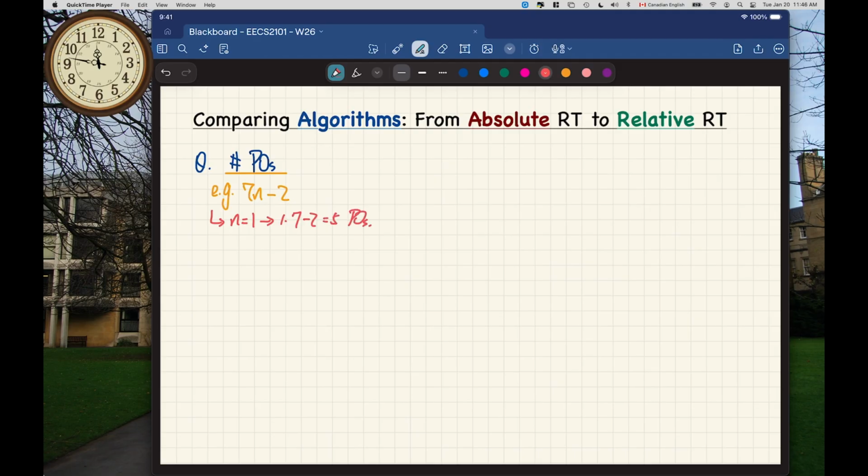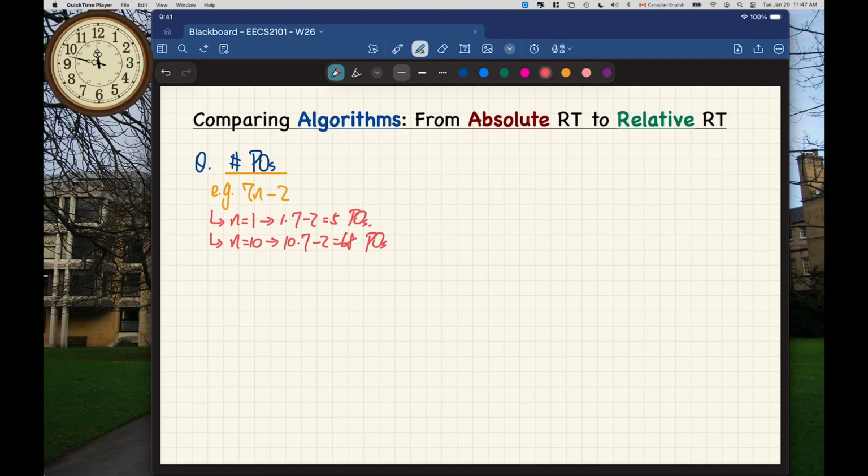You just plug in the number. And if the array is a little bit bigger, n equal to 10, it's going to be 10 times 7 minus 2, which is 68 primitive operations, and so on. Of course, the bigger the array size, the bigger the corresponding number of primitive operations involved, right? That's exactly what 7n minus 2 really means. You want to make sure that one is understandable, okay?